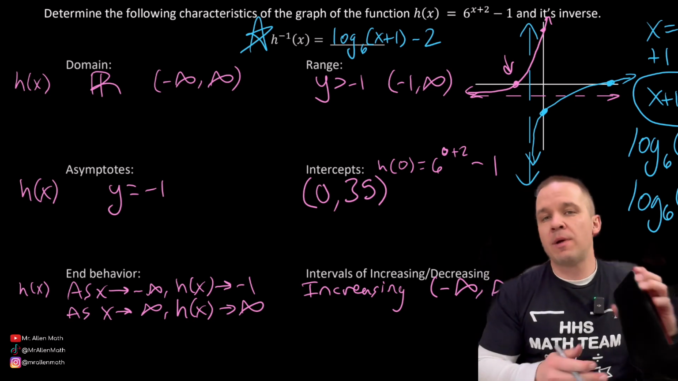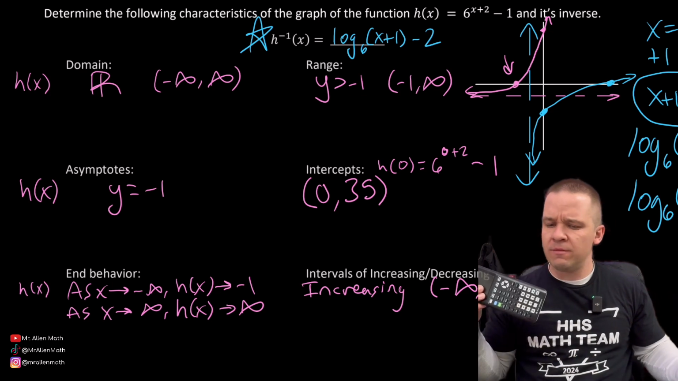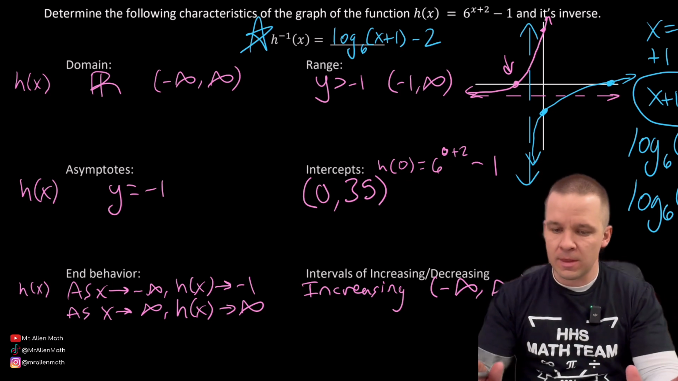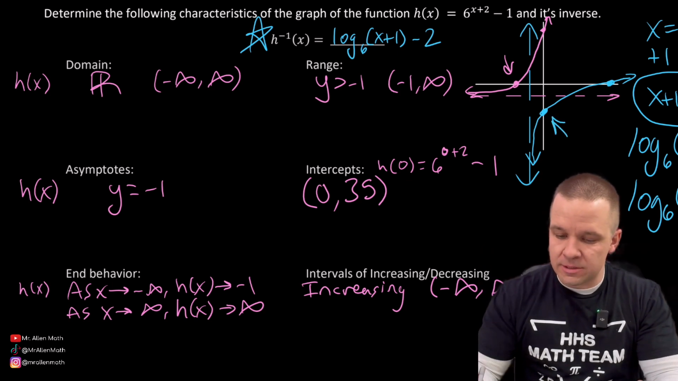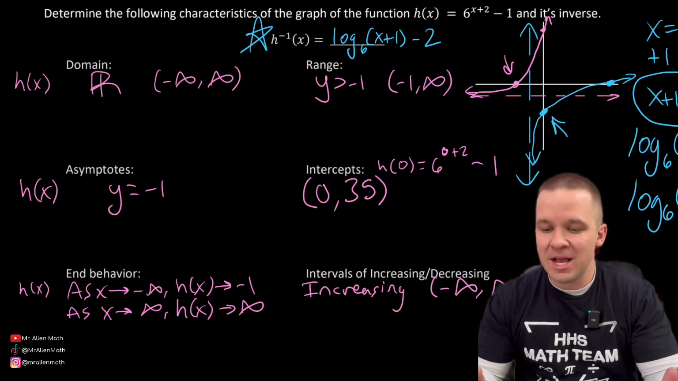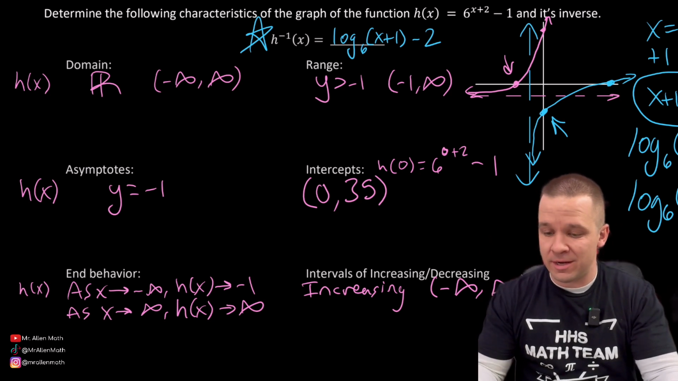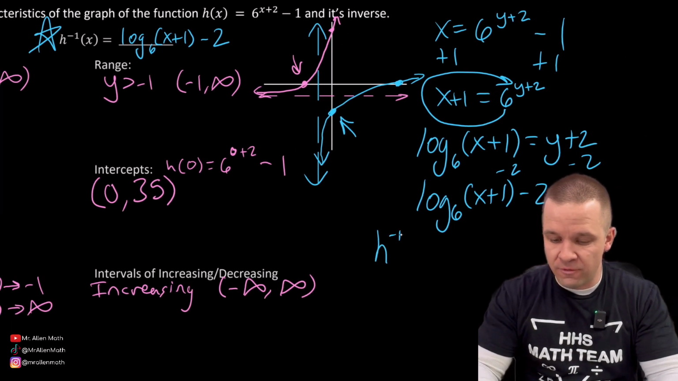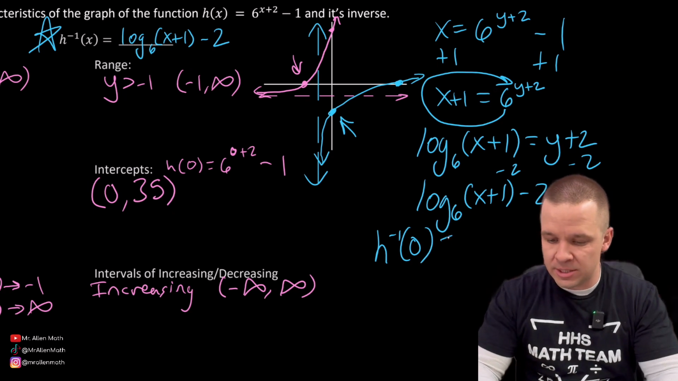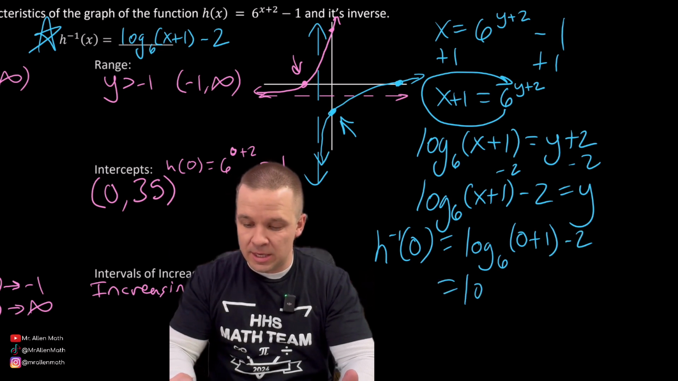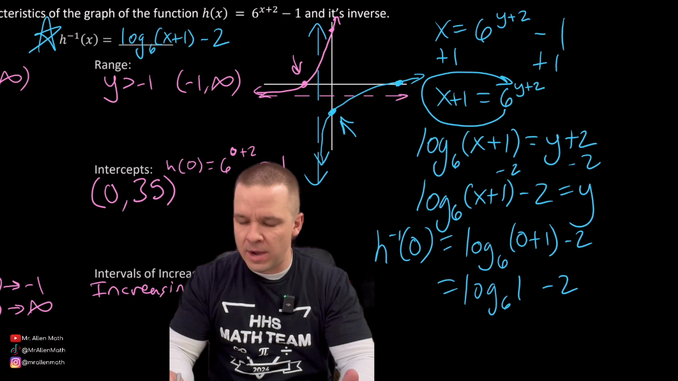And actually, let's go ahead and do that, okay? Wait, we don't even need a calculator for this. Check it out. Ready? If I want to figure out where this point is, so we know accurately where to place things, even though I already placed it, I could just plug in 0 for x, right? So in my inverse, we're going to do h inverse of 0, plug in 0 for x, equals log base 6 of 0 plus 1 minus 2. So we have log base 6 of 1 and then minus 2.